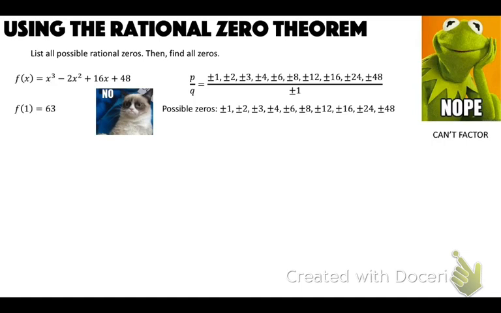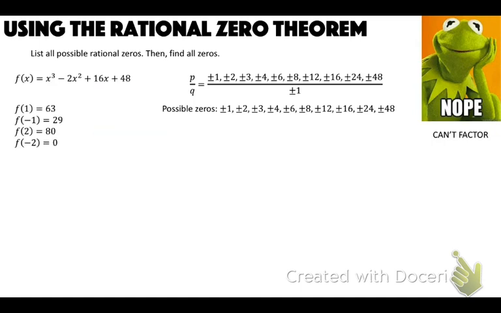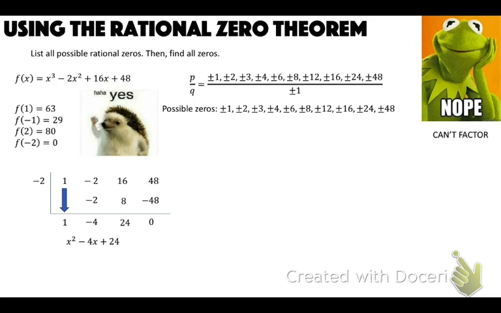So f of 1 equals 63. Does not work. f of negative 1 equals 29. Does not work. f of 2 equals 80. Doesn't work. f of negative 2 equals 0. Perfect. That works. So then we're going to use synthetic division with that negative 2, and you end up getting x squared minus 4x plus 24 when you go through that synthetic division.